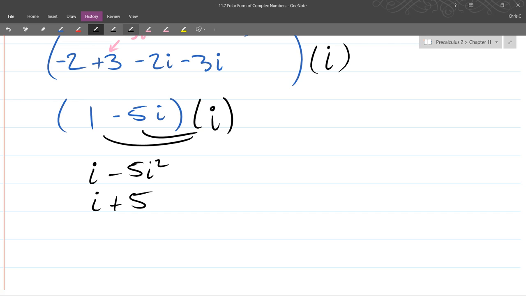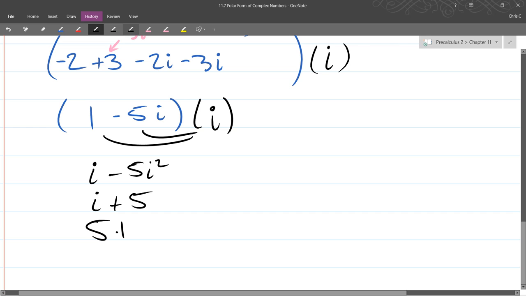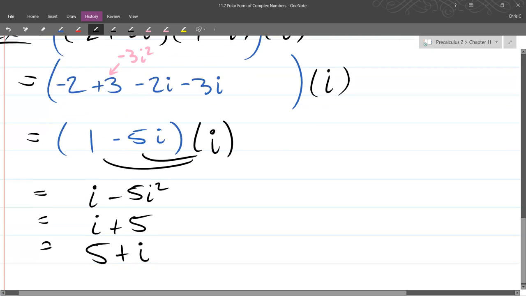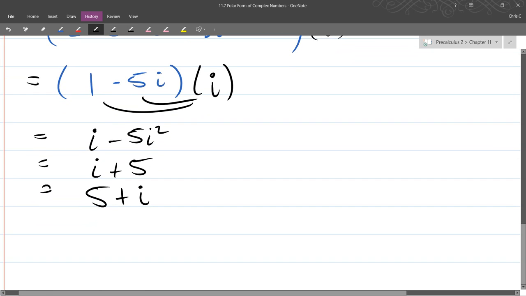Now, it's nice to write the real part first, imaginary part second. So we're just going to write it 5 plus i like that. Now, of course, all these are equal. I probably should have written a bunch of equal signs. All right, so that's multiplication right there. There's not much more to it than that.